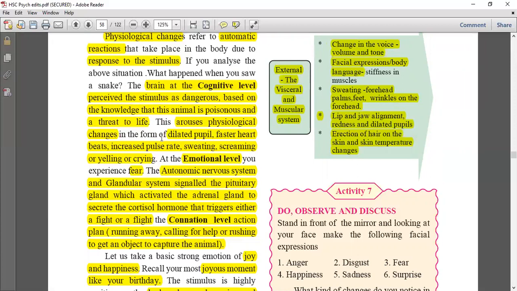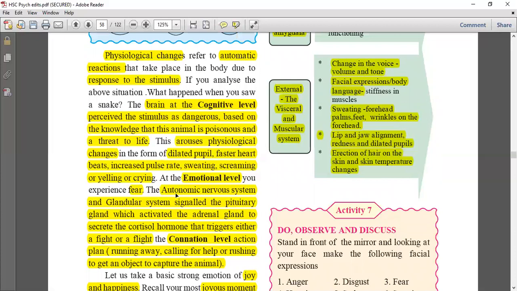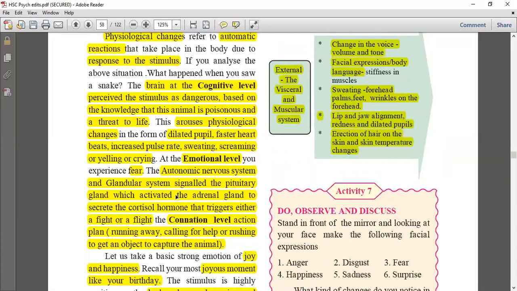Okay, something's happening, this is dangerous, and your pupils will dilate. You have a faster heartbeat, pulse rate will increase, sweating. A lot of people feel this, for example, in an exam situation. A lot of physiological changes. They start getting scared. They want to scream, yell, cry. The cognitive level is when they're perceiving the stimulus as dangerous. Oh my God, what will happen? Anxiety attacks, some people get panic attacks. The next is the emotional level. You experience the fear.